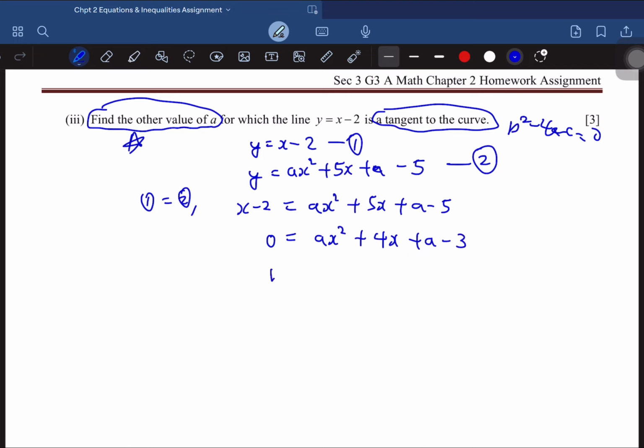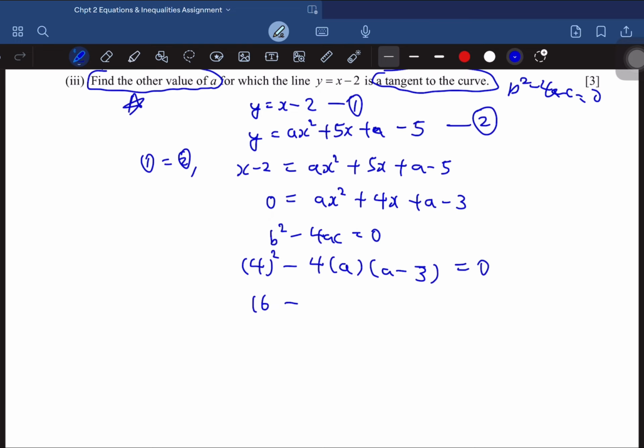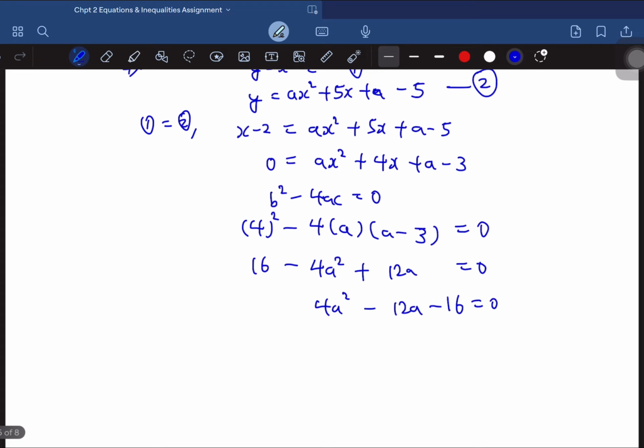So with this, b squared minus 4ac equals to 0. My b is 4, so b squared minus 4a, c is a minus 3. So 16 minus 4a squared plus 4a times 3, I have plus 12a. So with this, I have 4a squared minus 12a minus 16 equals 0. Here, I'll divide by 4 throughout. So I have a squared minus 3a minus 4.